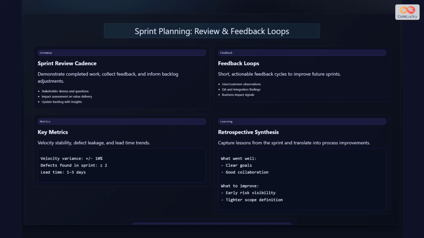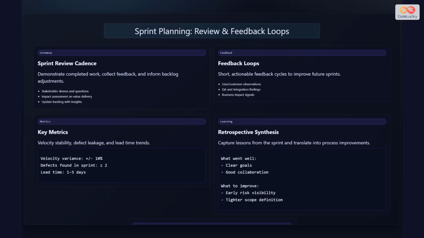Sprint planning includes built-in review and feedback mechanisms. The product owner demonstrates completed work from previous sprints to gather stakeholder feedback before finalizing the current sprint plan. This feedback informs priority adjustments and helps the team understand business impact. The team also reviews past sprint metrics such as velocity, defects found, and lead time to identify improvement areas. Feedback from the last retrospective is incorporated into the current planning, ensuring continuous improvement.